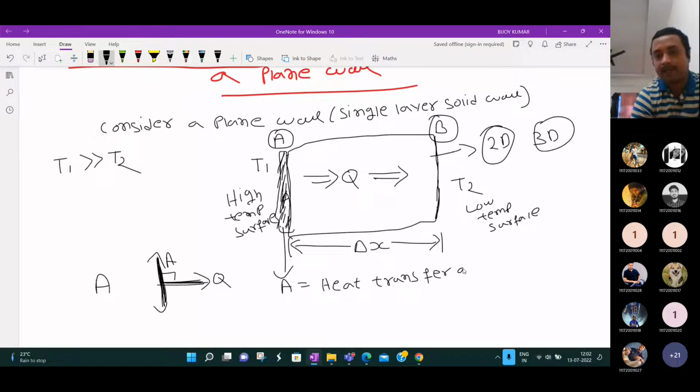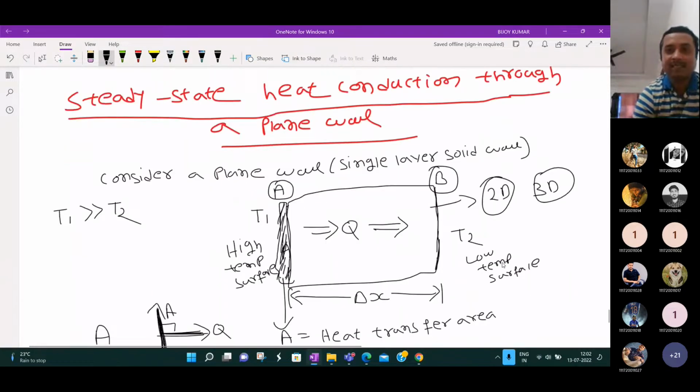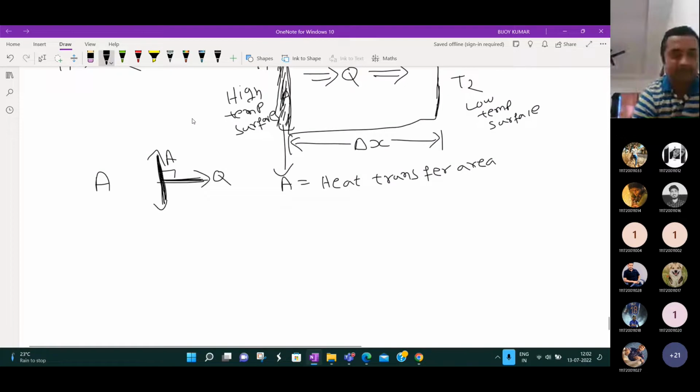This is a plane wall, plane wall conduction. Then we are transferring the heat because the temperature difference is there. How will the heat transfer? Through conduction. Why? Because this is a solid plane wall. Then we assume that it is a steady state.